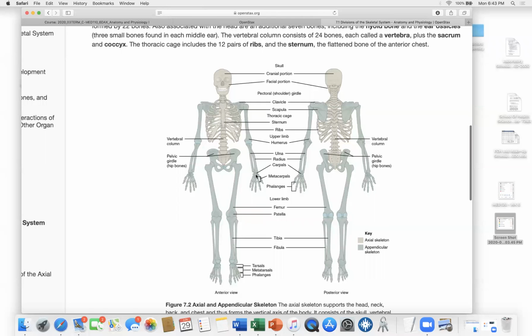You have the radius and ulna, and your carpals, which is your wrist, and your metacarpals, which is like the palm of your hand, and then your phalanges. You'll notice that your fingers and toes are both called phalanges. Now, how do you know which one's which? Well, the thumb side is always labeled 1, pointer 2, 3, 4, 5. Your big toe is always labeled 1, 2, 3, 4, and your pinky is 5. Phalanges upper extremity are your fingers. Phalanges lower extremity are your toes.